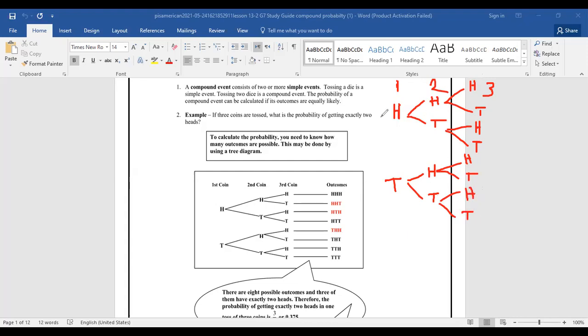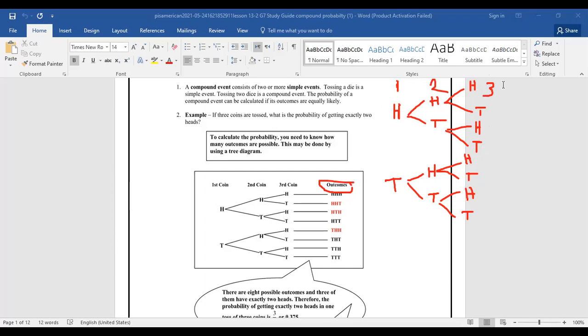Okay, then now how are we going to write the outcomes? You will start from the first coin till the end. So the first one will be what? It will be head, head, head. The second one will be head, head, tail. The third one now will be head, tail, head. Understood how we can write?